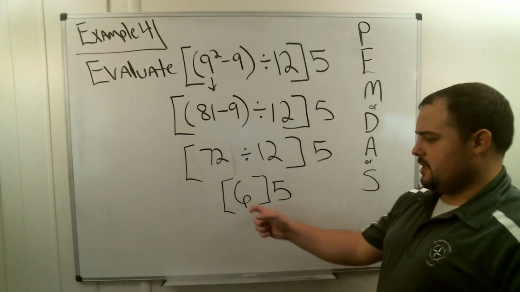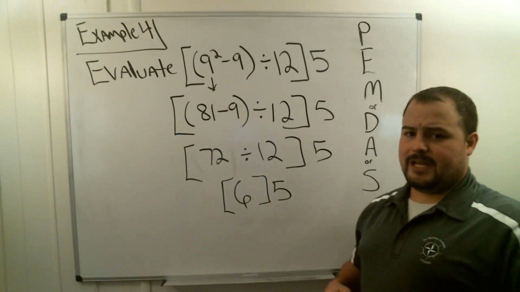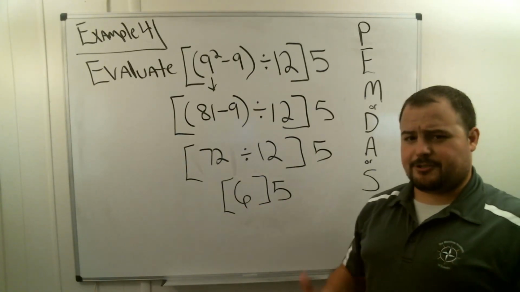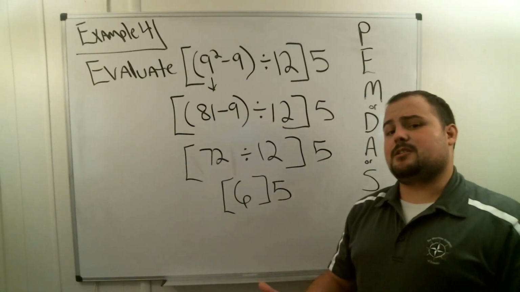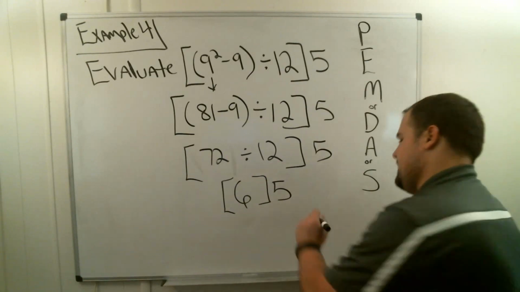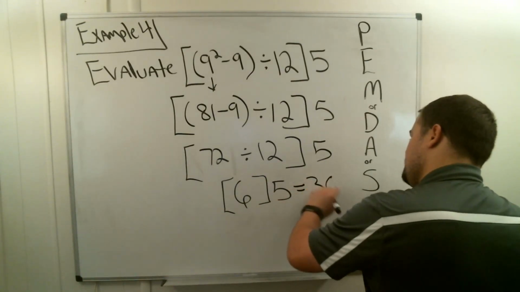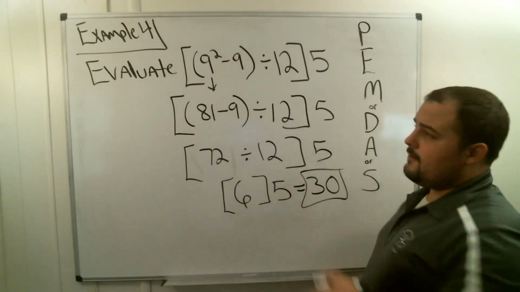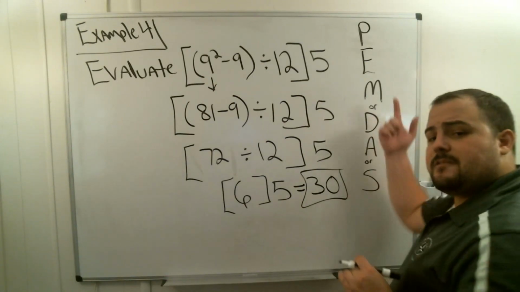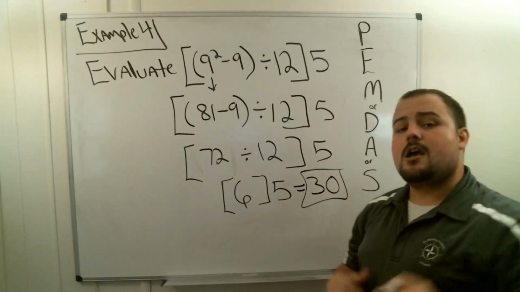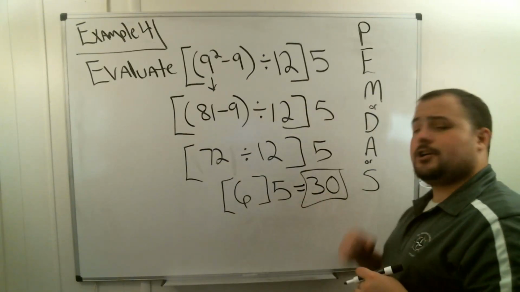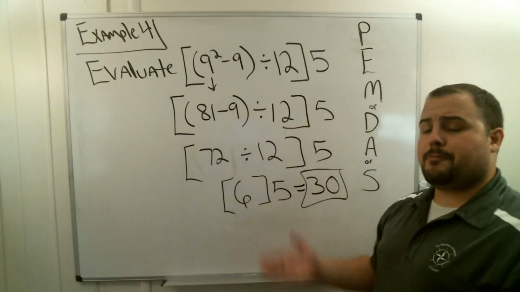So now it's important that we figure out, what does a bracket next to a number mean? Well, a bracket next to a number is just like a parenthesis next to a number. Anytime a number is right next to parentheses, that means multiplication. So 6 times 5, that equals 30. So if everybody follows the same order of operations of PEMDAS, starting with the innermost parentheses and working their way to the outside, we all get the same answer of 30 by slowly working through a problem.